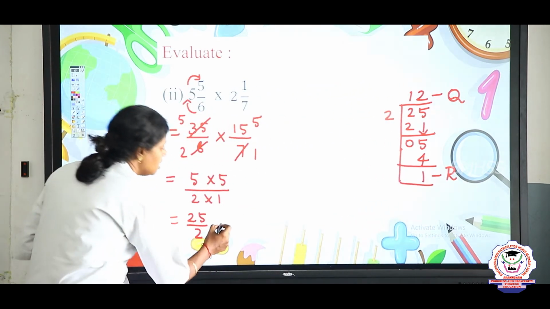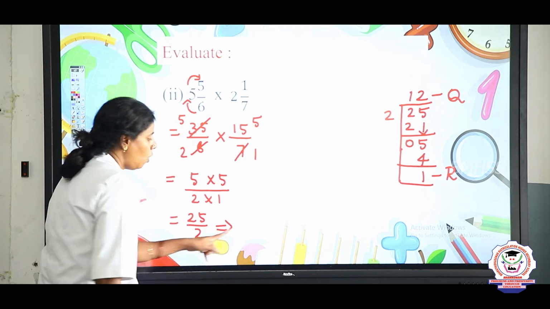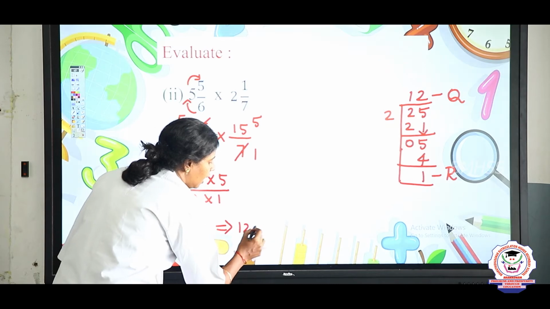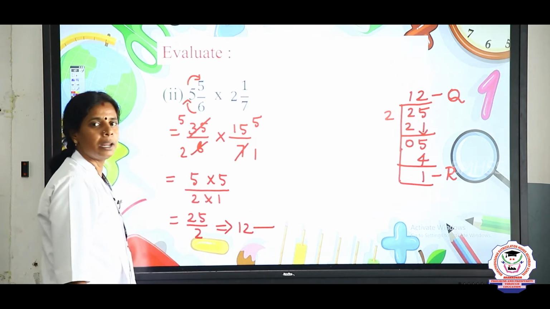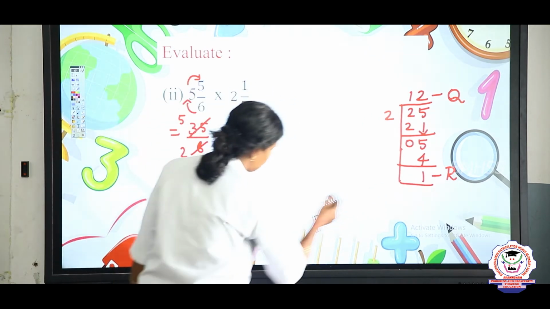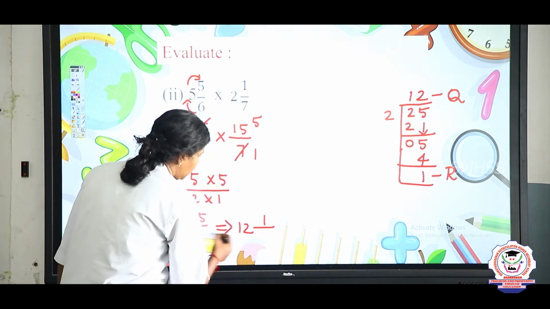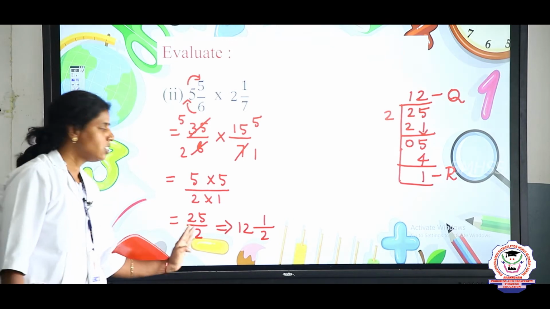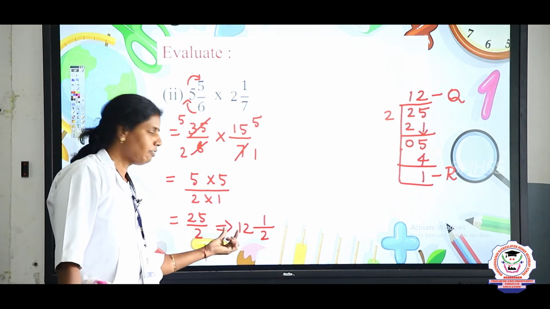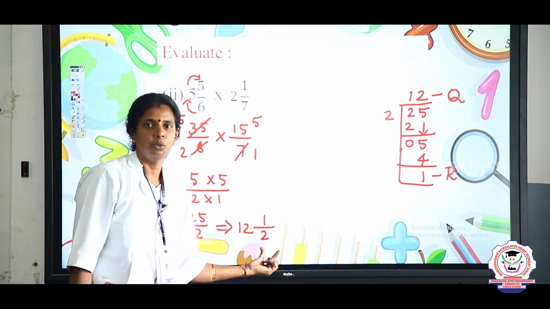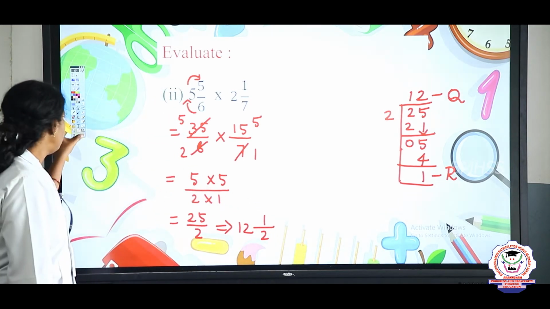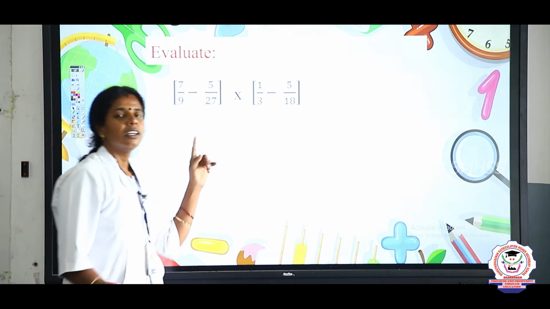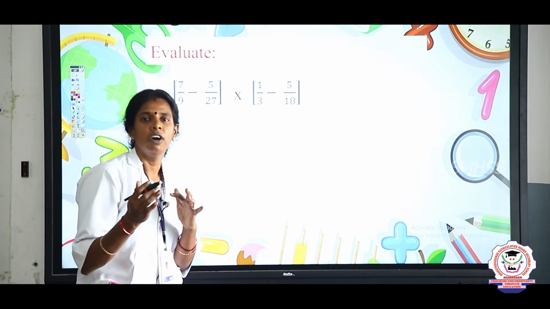So, how do we write this in the whole number place? First we are going to write the quotient, which is 12, and here the numerator is the remainder we need to write. So, the remainder is 1 by the divisor 2. So, 25 by 2 we can change and write as the mixed fraction 12 1 by 2. Is it clear?